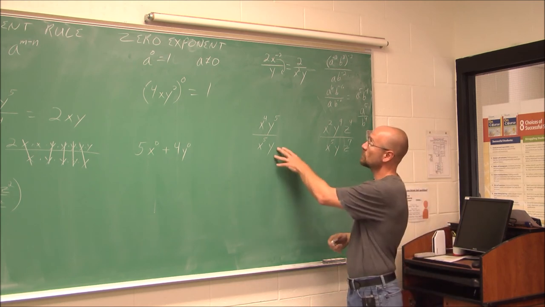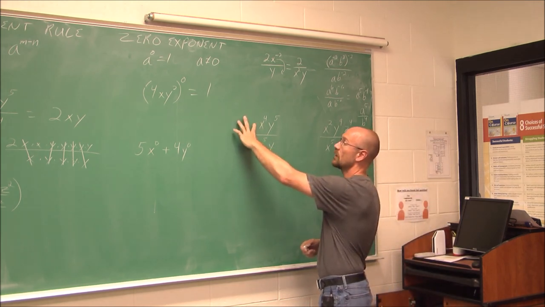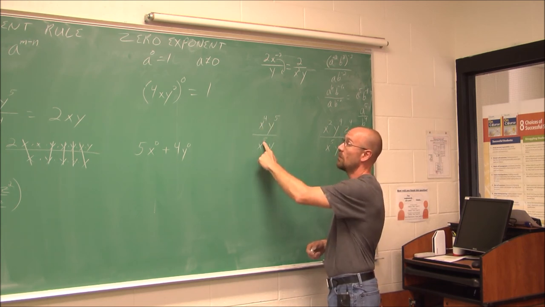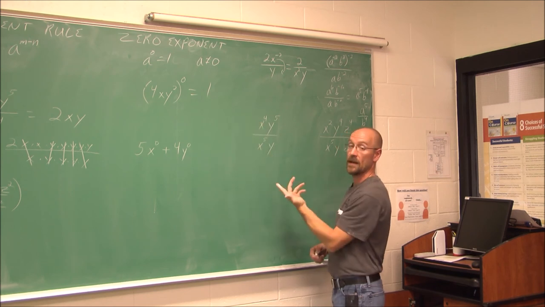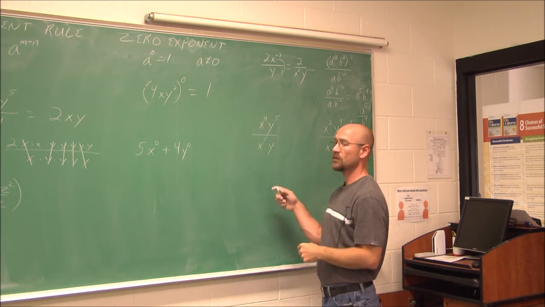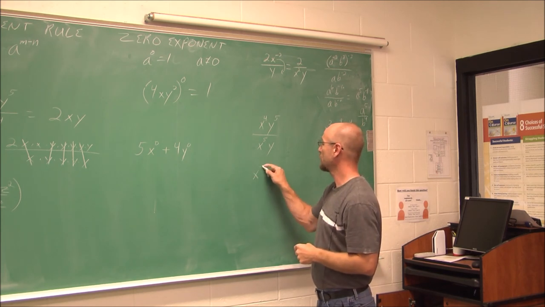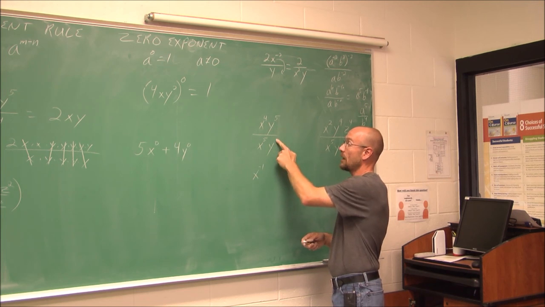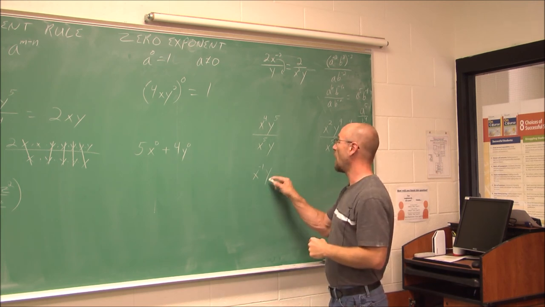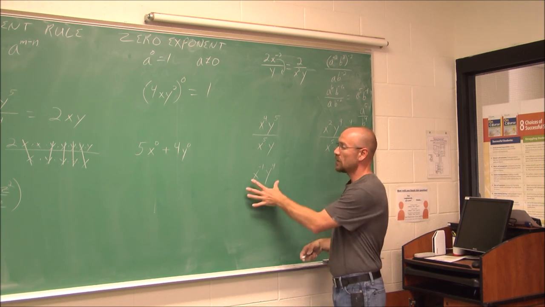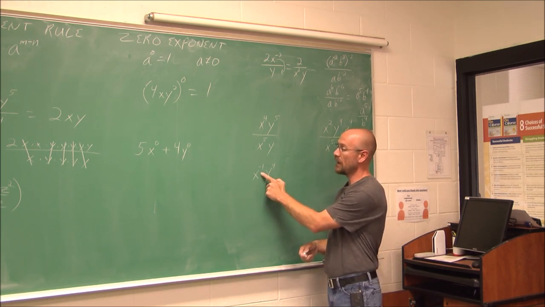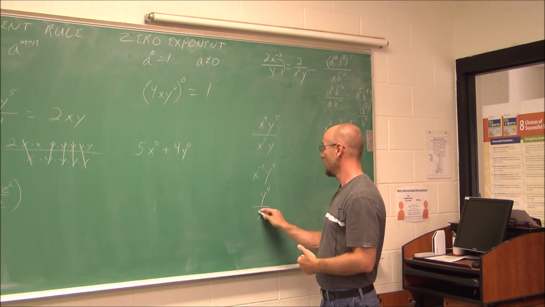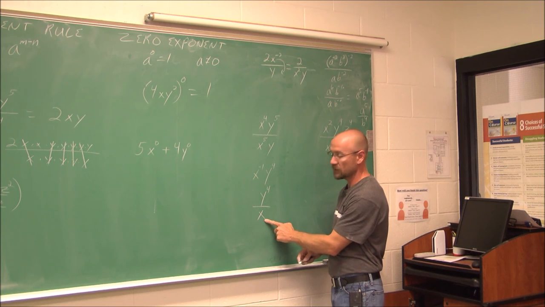All right, this one here, we just have to be careful with our variables. So let's use the quotient rule here. 4 minus 5, for the values that have the same base, my x's. 4 minus 5 is a negative 1, x to the negative first. Here we have y to the fifth over y to the first, 5 minus 1 is y to the fourth. But now that I've used the quotient rule, this is negative 1, so I have to take its reciprocal: y to the fourth over x to the first, which is just x.